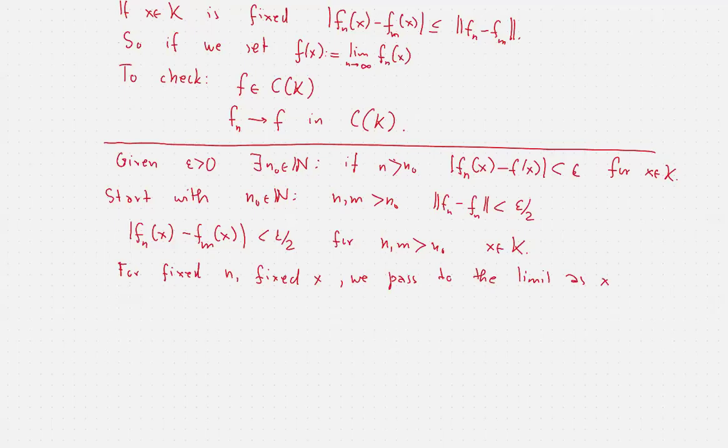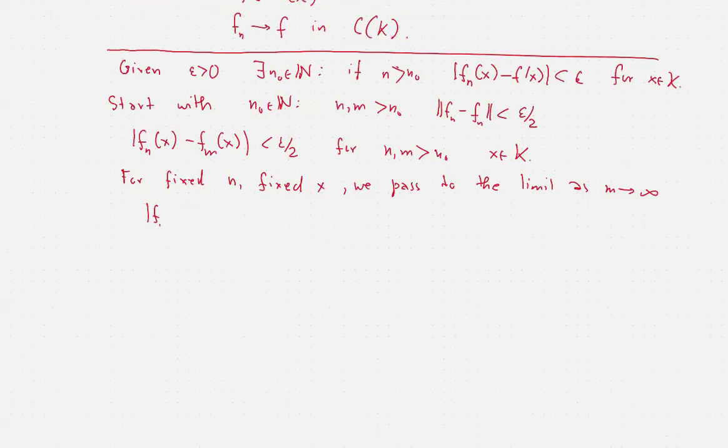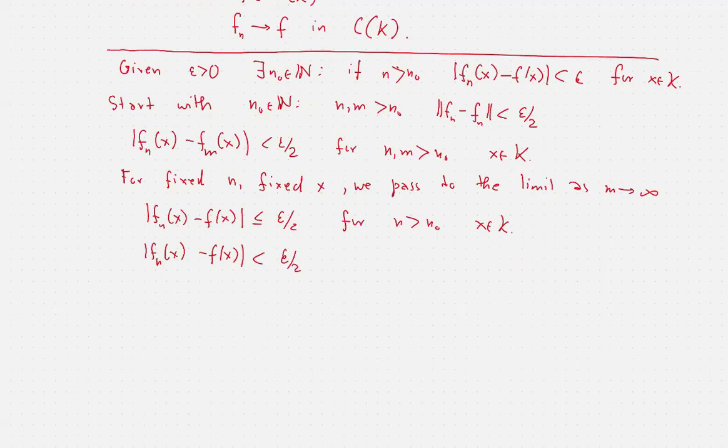I'm sorry, as m tends to infinity, not x. It doesn't make any sense to say that. As m tends to infinity, we get fn of x minus f of x is less than or equal to epsilon over 2 for n greater than n naught and x in K, which of course implies that fn of x minus f of x is less than epsilon over 2, is less than epsilon, sorry, for n greater than n naught and x in K.